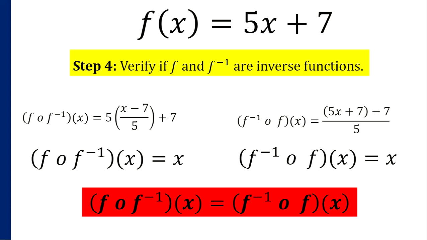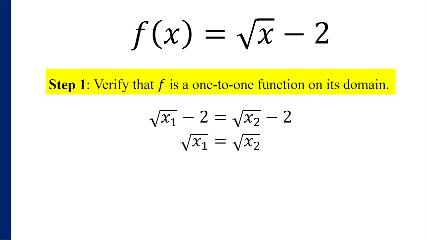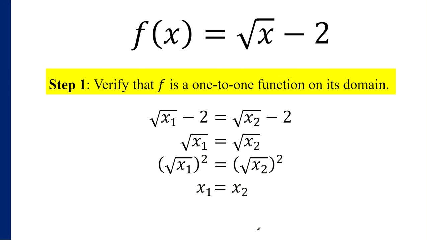Another example, the function square root of x minus 2. Again, let's verify if it is a one-to-one function or not. Square root of x sub 1 minus 2 is equal to square root of x sub 2 minus 2. So add both sides by 2 and we'll obtain square root of x sub 1 is equal to square root of x sub 2. So let's square both sides. Squaring both sides, we obtain x sub 1 is equal to x sub 2. So therefore, it is a one-to-one function.